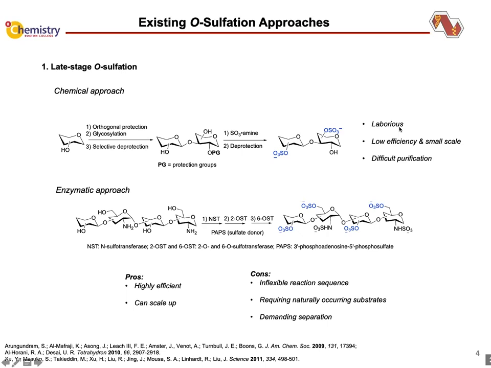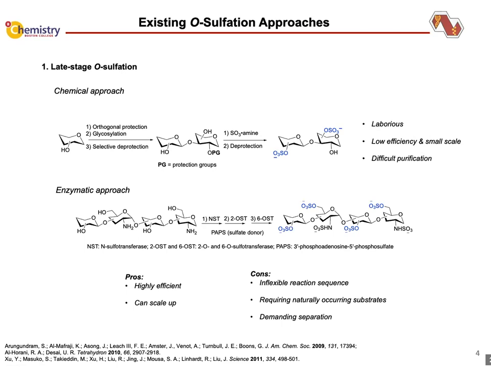For example, it's a very laborious synthesis. And very often the efficiency isn't great. The scale of those sulfation reactions is not particularly high. And the sulfated compounds become very polar, such that the purification becomes a challenge.